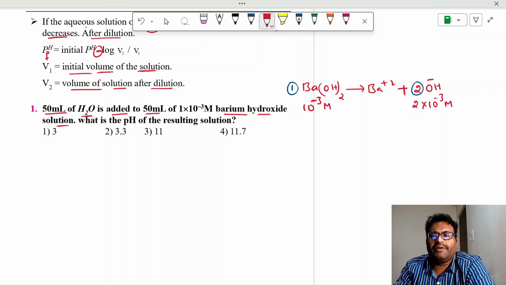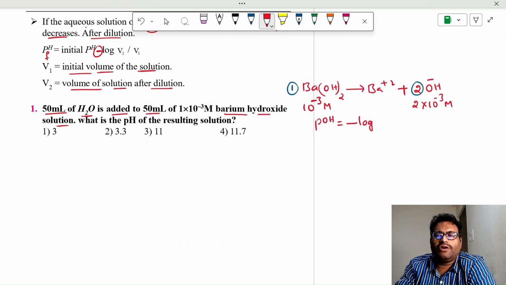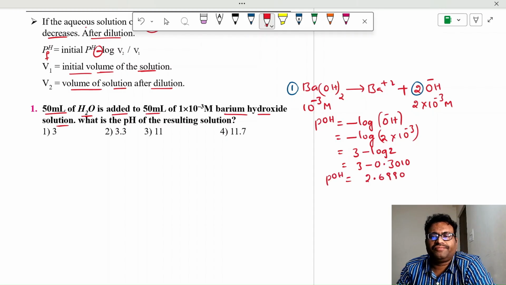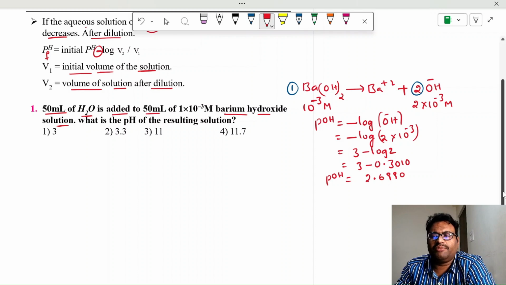So now we have got the OH minus ion concentration for barium hydroxide. We know that pOH is equal to minus log of OH minus ion concentration, that is equal to minus log 2 into 10 power minus 3. Substituting, we get 3 minus log 2, that is equal to 3 minus 0.3010, that is equal to 2.6990. We got pOH.